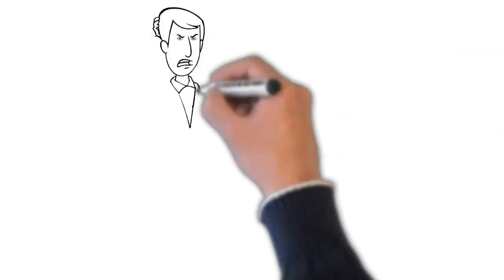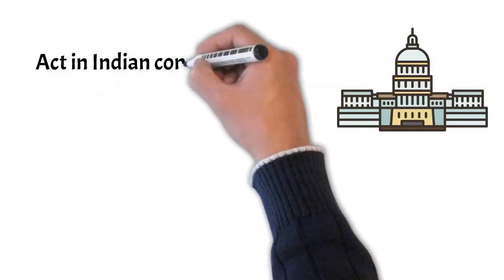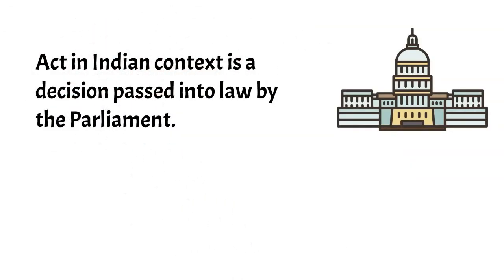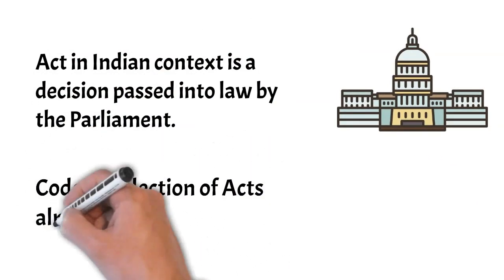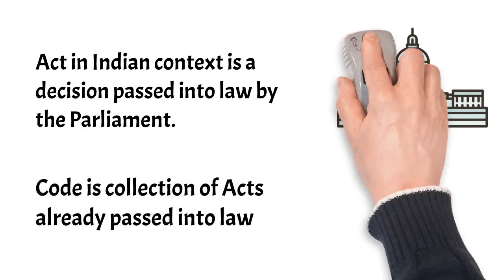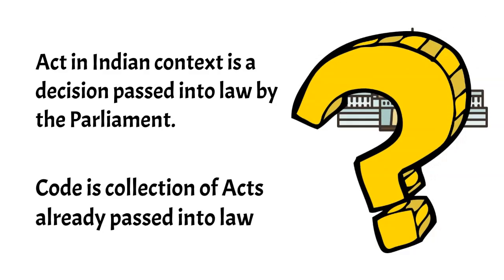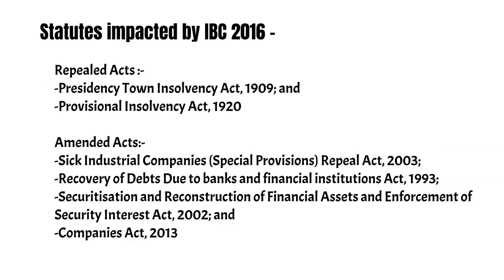Now you may ask why IBC is called a code and not an act. An act in the Indian context is a decision passed into law by the Parliament, and a code is a collection of acts already passed into law. Now, if IBC is a code which is a collection of acts, what are the acts? These are the statutes which were impacted by the code. You may pause the video to take a look, to get a bird's eye view of a few of them.